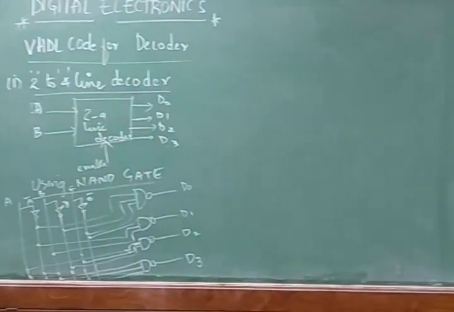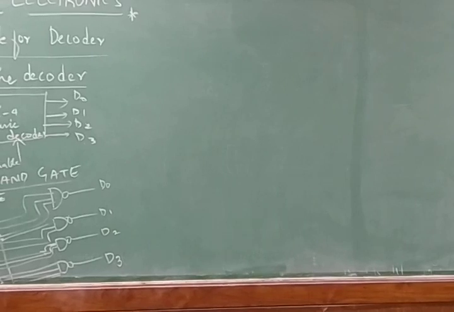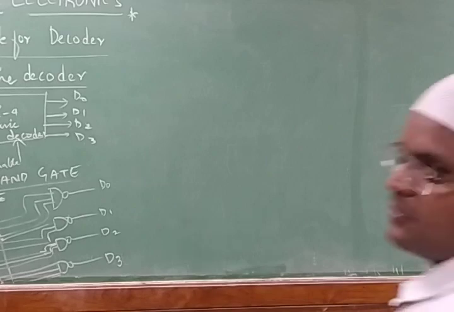Now proceed with the next. How do we write the code for it? Before writing the code, we should know the truth table. So truth table means what? How the operation is going to be there for these particular 2 inputs.